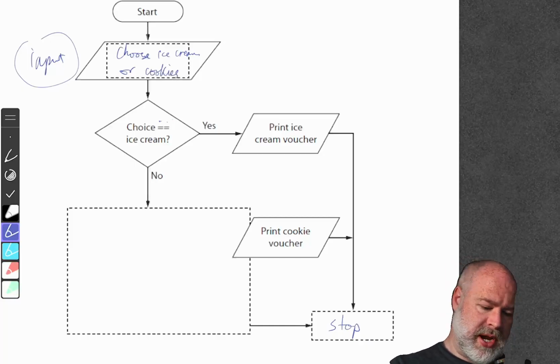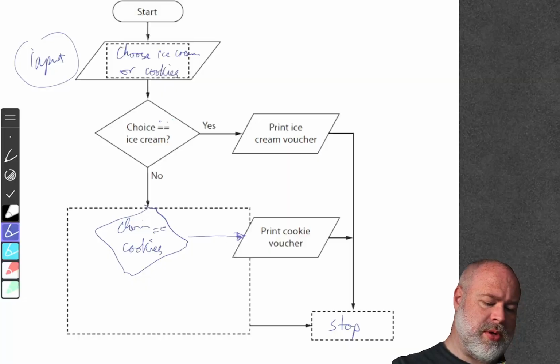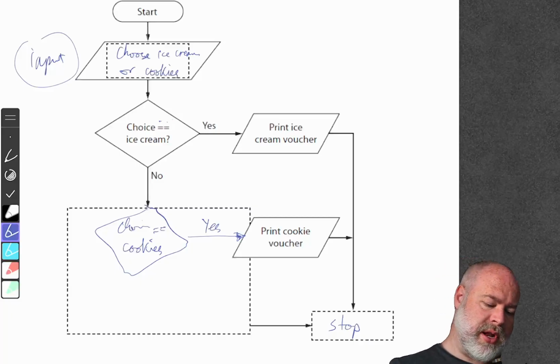What's the other option we could have? Well, we could have another yes option, so I've got to put this arrow in there, and I've got to put another decision that could be made. What's the other choice? Does choice equal cookies? Those are the only two options. So if it was yes, and I have to label it yes with the arrow going from the rhombus, then I print the cookie voucher and then I stop the algorithm. It's done.